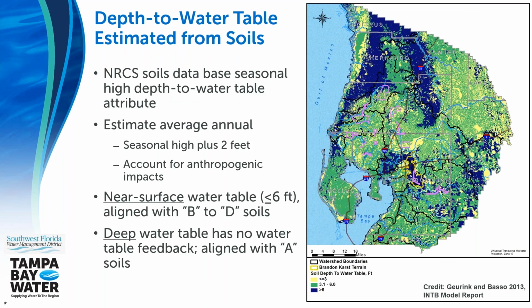Estimated depth to water table was taken from NRCS soils data. Near surface depth to water table, less than 6 feet, was aligned with soils in the B to D classifications. Deep depth to water table was aligned with the A soils. It's in this deep depth to water table, where it's dark blue, that we have little, if any, water table feedback. The areas of green and yellow, shallow depth to water table, are where we're going to see, and have seen, near surface water table feedback conditions. These estimates were aligned with what we were seeing from observed surficial water level data.